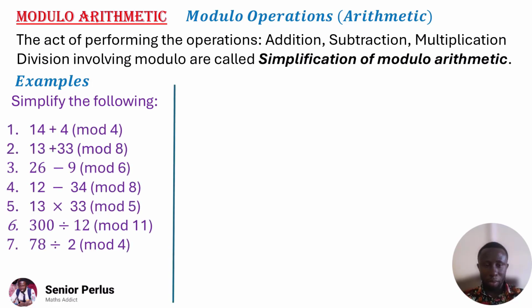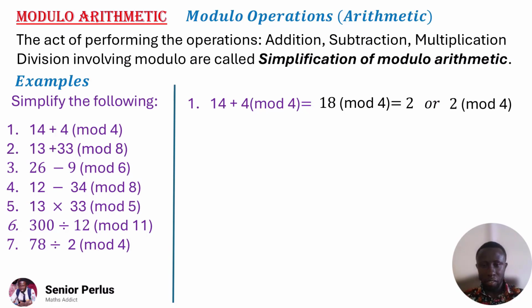We are going to do this one. I'll just do it and then you give me the answer. So 14 plus 4 mod 4. 14 plus 4 is 18 mod 4, and 18 mod 4 is, you can use the mixed fraction or you can use the repeated subtraction. So what's the answer? 2. Good. Or we can say that 18 mod 4 is congruent to 2. We can write this one as that.